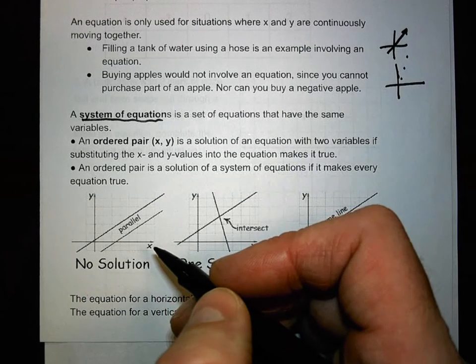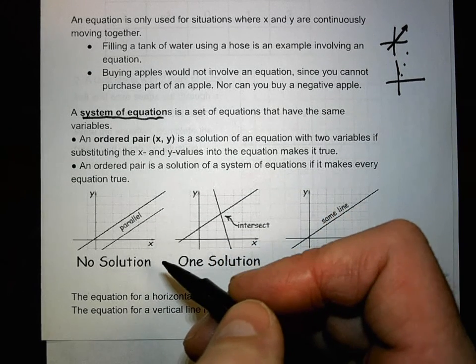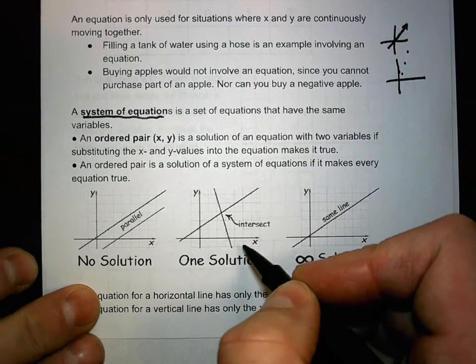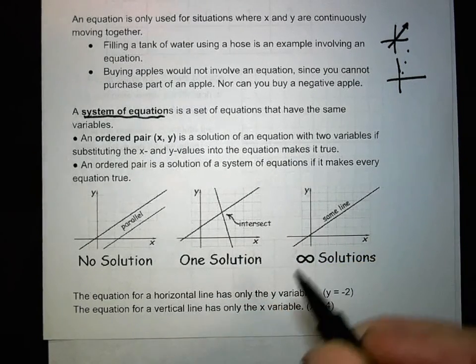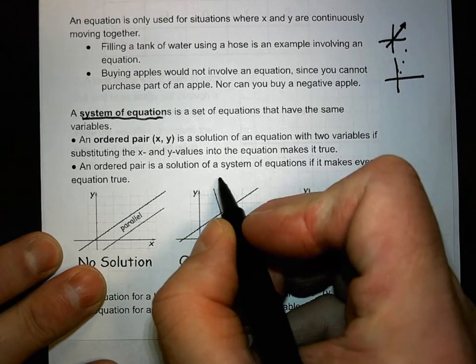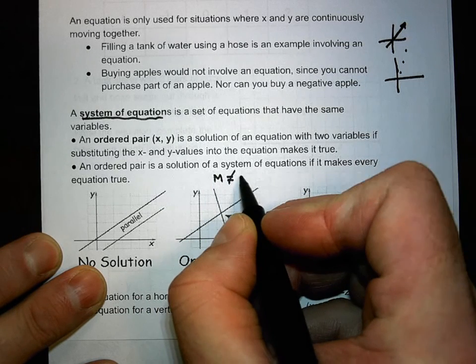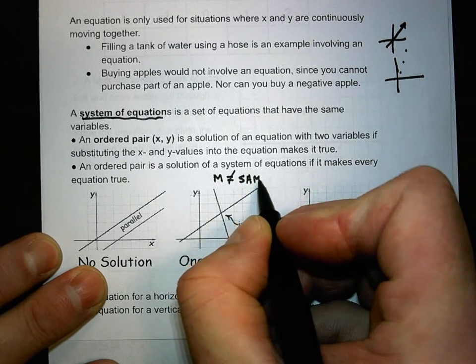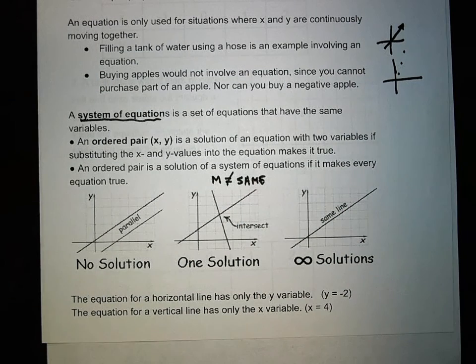Parallel equations have no solution. If you have a set of parallel lines, they'll never meet. One solution, you have an intersection. Here's the trick. In this case, m is not the same. In the other two cases, the slope is always the same. If the slope is different in your equations, it will have one solution.